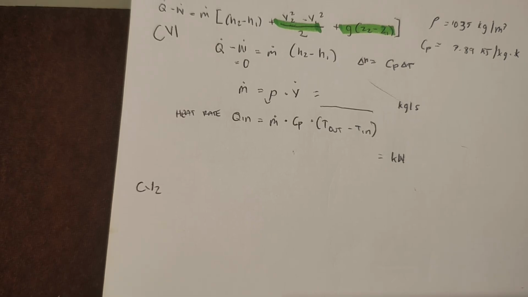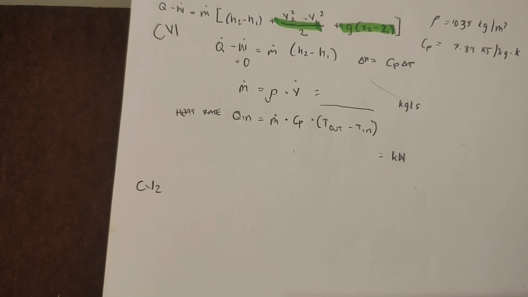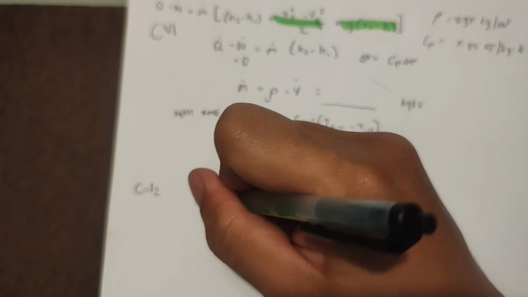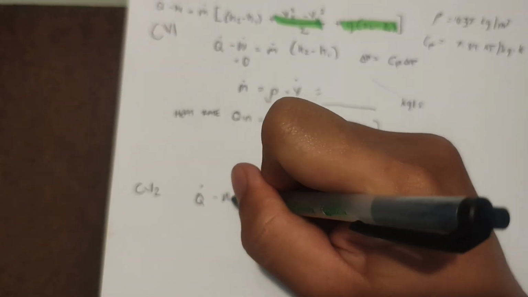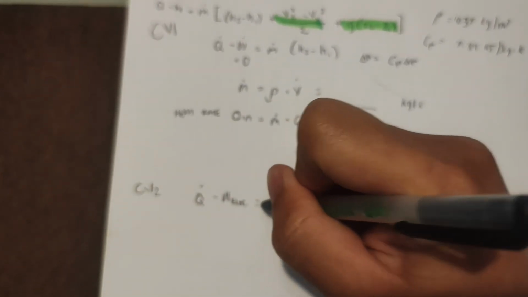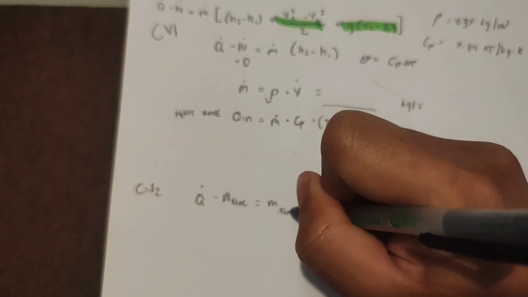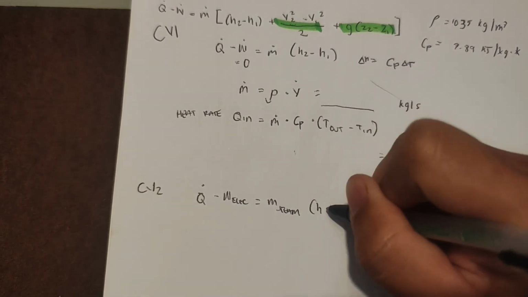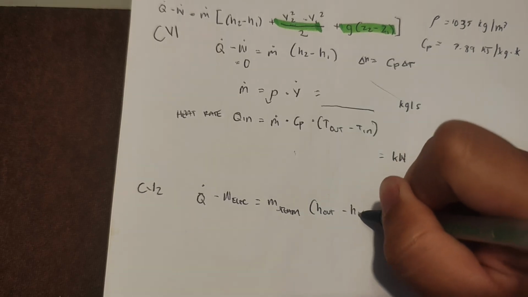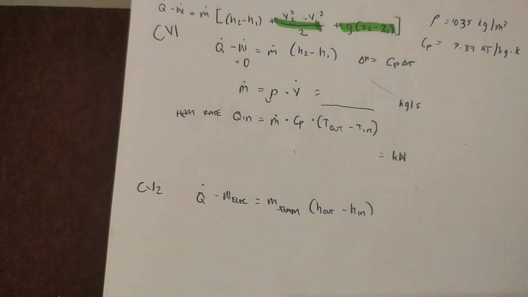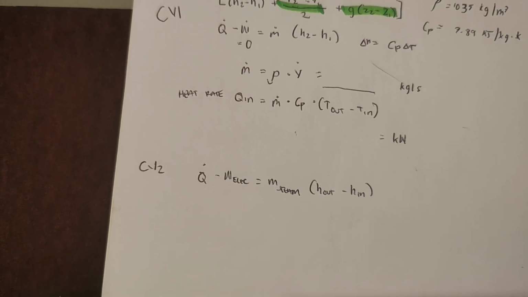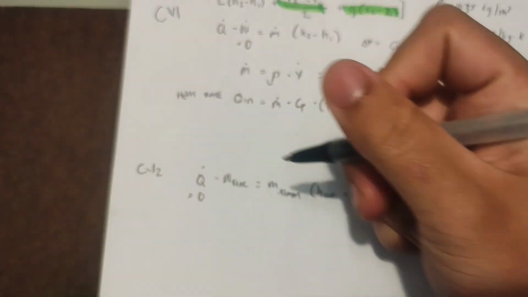Now we're gonna be moving to our CV2. So for the CV2, for the utility side, for the boiler side, this will be our equation: Q minus W elect is equal to steam enthalpy out minus enthalpy in. So we're gonna be dissecting this again, okay? We assume that the boiler is insulated since it doesn't mention any loss in heat or whatever. So we assume that this one is 0.